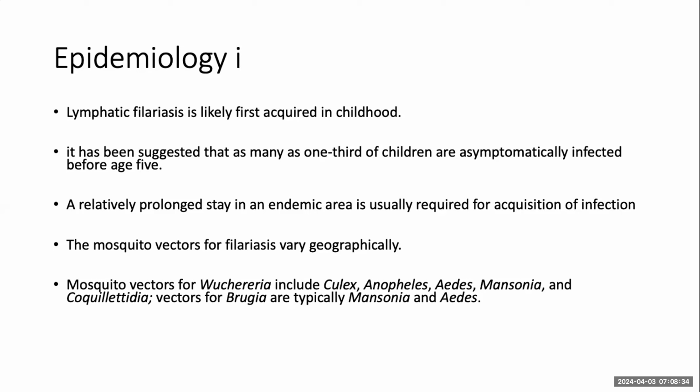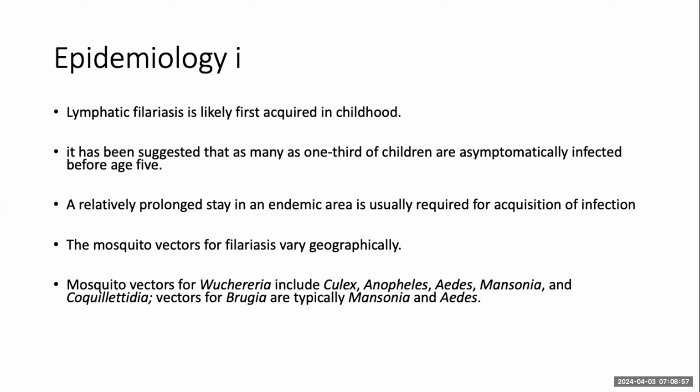Infection is likely first acquired in childhood, with approximately 1/3 of children in endemic areas said to be asymptomatically infected before the age of 5. And a prolonged stay in an endemic area is usually required for acquisition of the infection because the vector is actually inefficient in transmitting the disease.